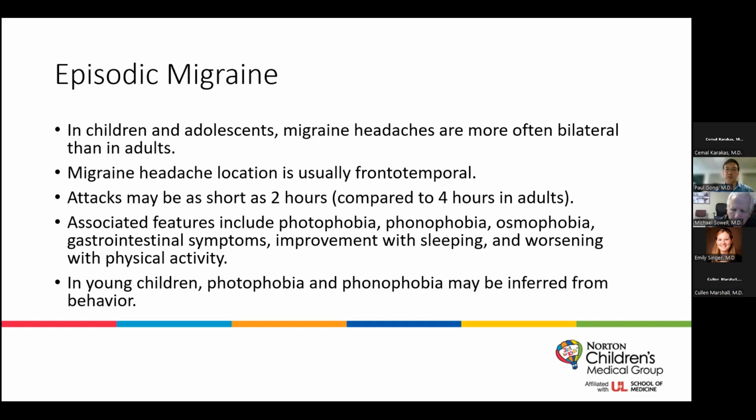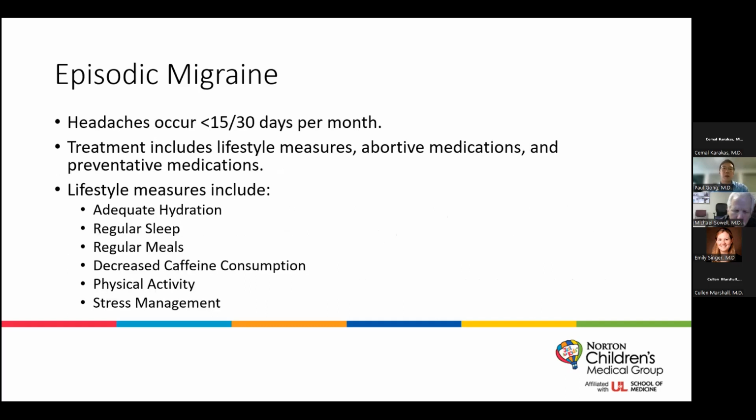We talked about the most commonly associated features listed there, photo and phonophobia being the most common ones. And then of course, in younger children who aren't able to quite articulate exactly what they're feeling, you have to kind of infer based on the behaviors, the photo and phonophobia parts of their symptoms. So episodic migraine are headaches that occur less than 15 days out of a month. And then treatment is varied, but usually starts with lifestyle measures followed by abortive medications and then preventative medications.